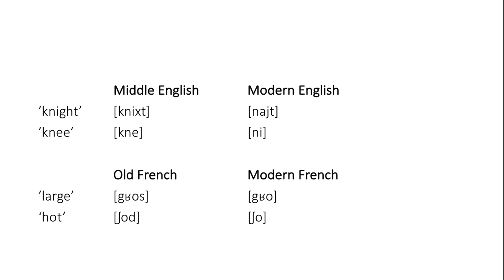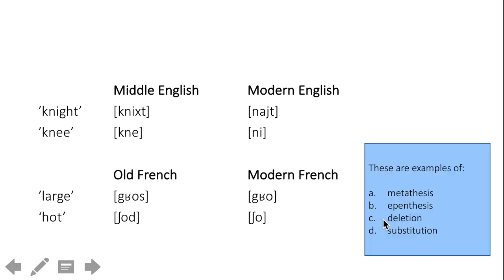What about this? In Middle English, night was pronounced knicht, and now it's pronounced night. Knee was pronounced kne, and now it's pronounced knee. And here are some examples from French as well, where there was coda deletion. So these are examples of deletion. That one's not too hard.